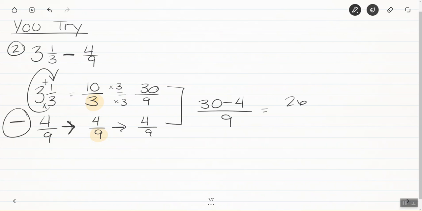26 over 9. Those numbers don't simplify, so you can leave it as 26 over 9.